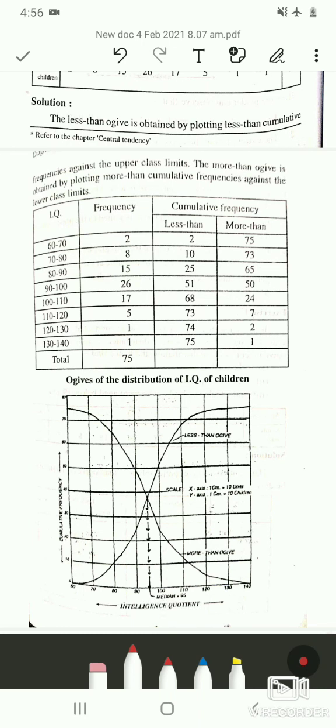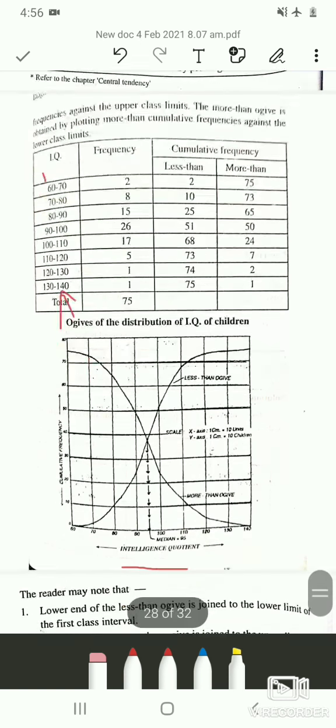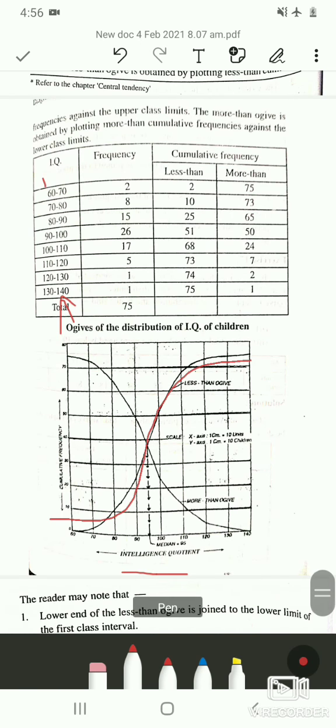Along the x-axis we have to take the variable given, which is IQ. So IQ is from 60 till 140. Since we are taking both less than ogive and more than ogive, we need the upper limit as well as the lower limit, and along the y-axis the cumulative frequencies are taken. Here 1 centimeter on the x-axis is equal to 10 units and 1 centimeter on the y-axis is 10 children. So first let us plot the less than ogive, which is this graph.